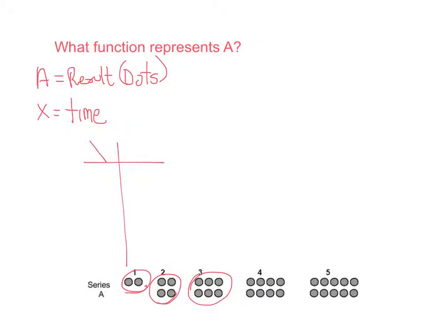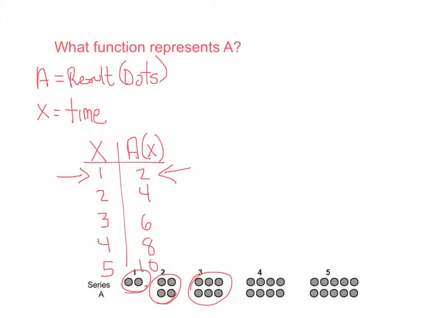We'll have x on the left side representing our time values, 1, 2, 3, 4, and 5. And we'll have the function A of x, or our result, on the right-hand side. These results are simply the number of dots. In this case, 2, 4, 6, 8, and 10. So the main question we have to start asking ourselves is, how do we get from our number on the left, 1, to the number on the right, 2? And there are a couple of ways to do it.